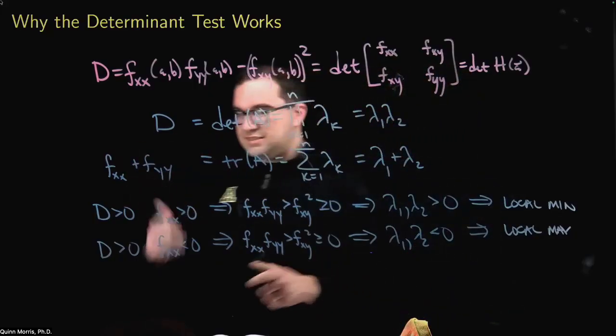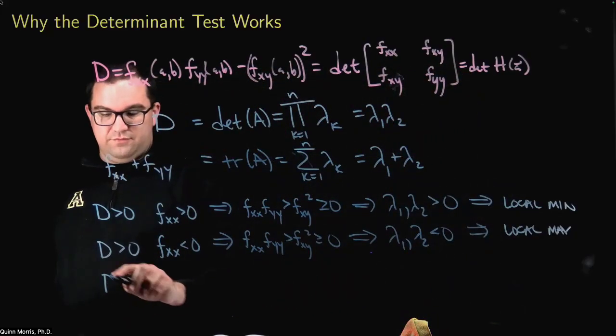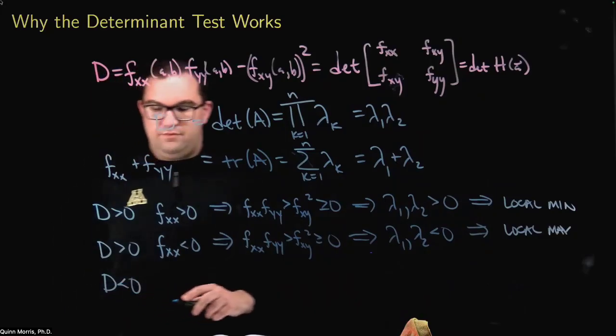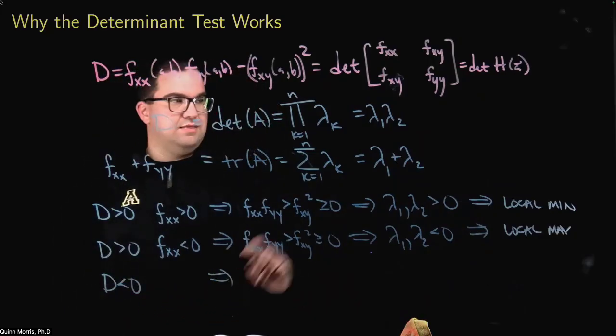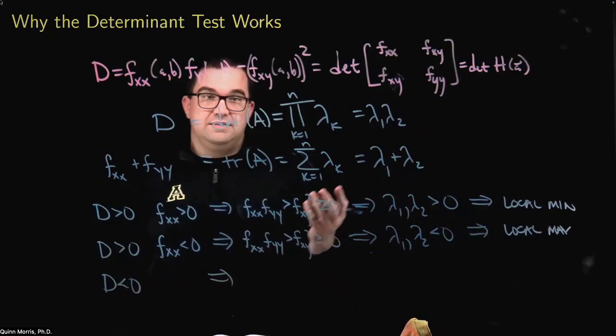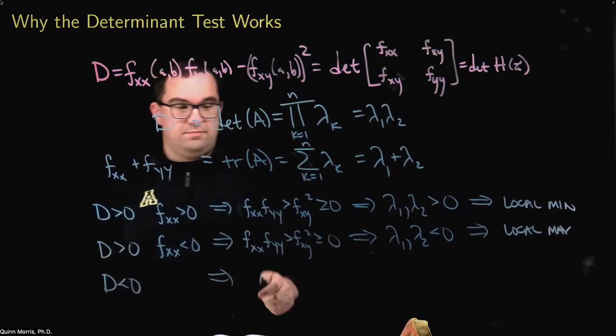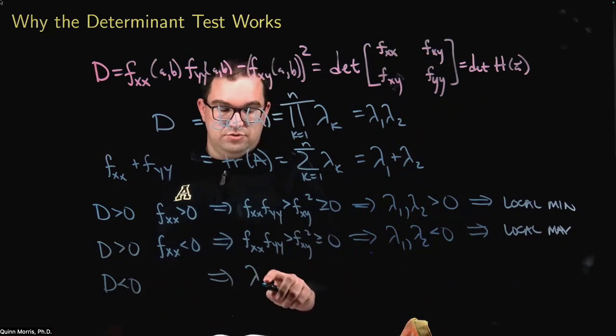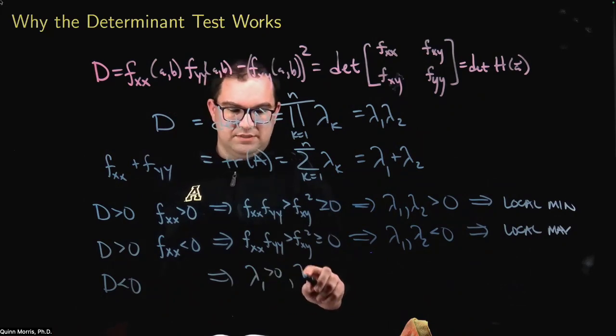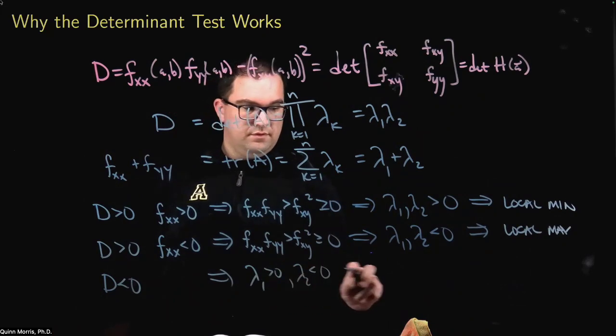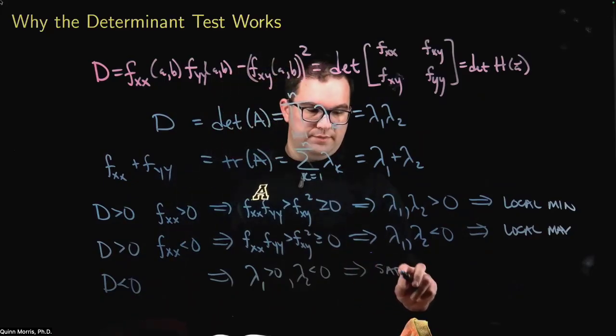Okay. In the last case, if the determinant is negative, right? Well, that just means that these have to have different sign. And since it's not 0, one must be positive and one must be negative. That immediately tells you that one of them is positive, one of them is negative, okay, which implies I'm at a saddle point.